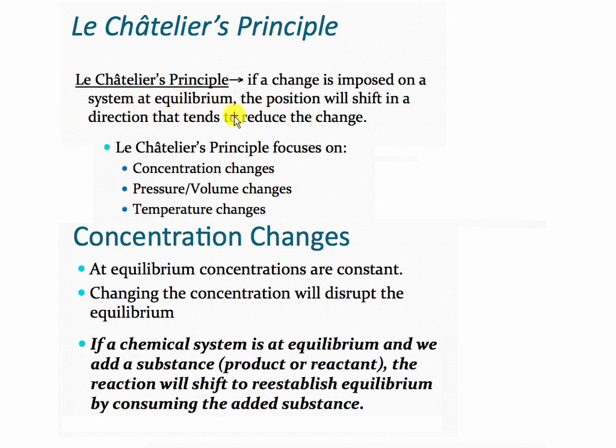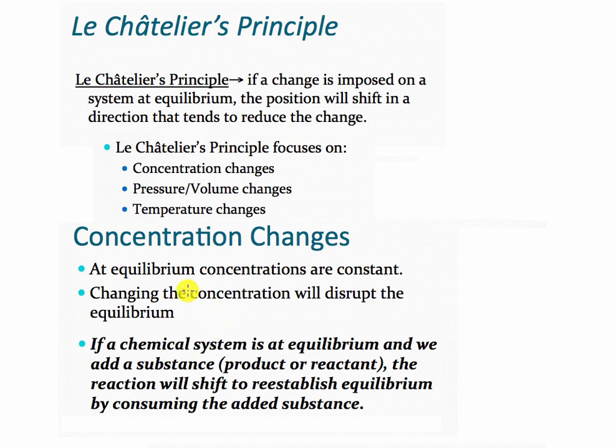Okay, so what he found was that we disturb it. The three things that Le Chatelier found we can change are the concentration, the pressure or volume, which is connected to Boyle's law, or the temperature. We're going to look at each one of these three changes to the system and see how it responds to that change.